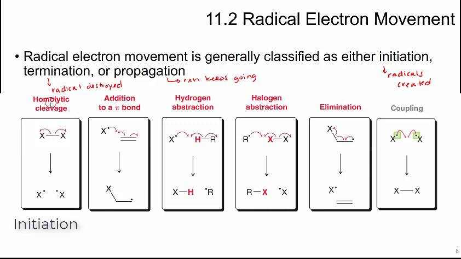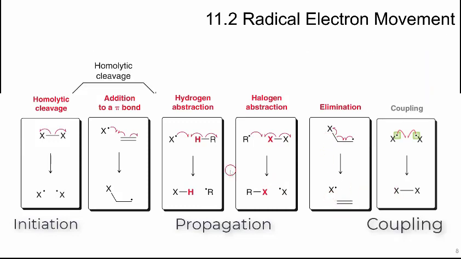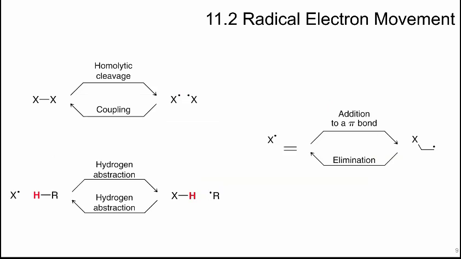Homolytic cleavage falls into the initiation category, addition to a pi bond. We then have hydrogen abstraction, which is still under propagation. We also get halogen abstraction. Elimination still falls under the propagation category. And then termination is coupling. There's a forward and reverse for each of them, so all of these reactions are reversible.